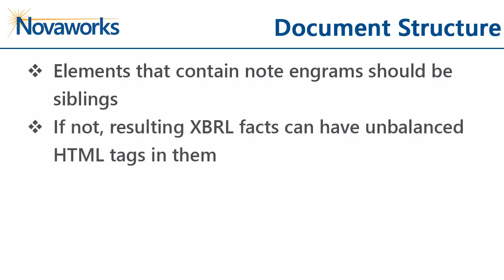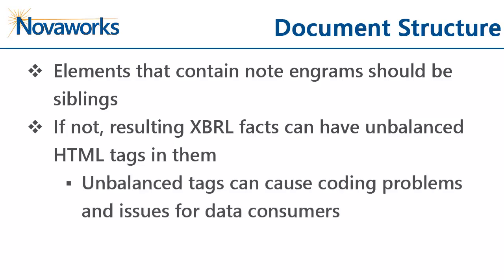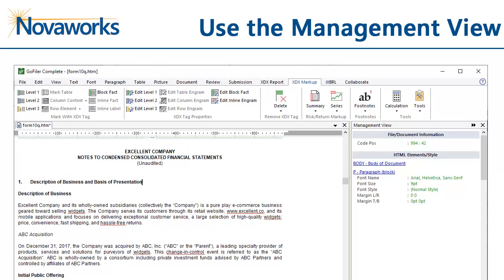If your engrams are not located in sibling elements, then the resulting XBRL facts can have unbalanced HTML tags within them, which is not desirable. That means that the open tag for an HTML block will be located in one XBRL fact, and the closing tag for that same HTML block will be located in a different fact. That can potentially cause coding problems in the final inline XBRL and issues for data consumers, so we don't want that. The management view is going to help with that.